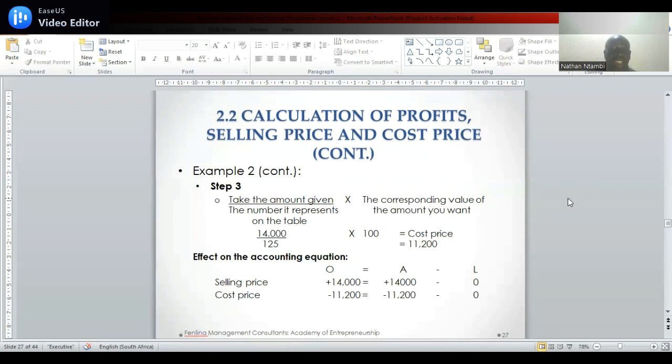Now, what is the effect on the accounting equation? The first one relates to the selling price. Positive 14,000 equals 14,000 minus 0. Then on the side of cost, we are going to say minus 11,200 equals minus 11,200. In other words, the selling price increases equity and asset, and then the cost price decreases equity and also decreases asset.